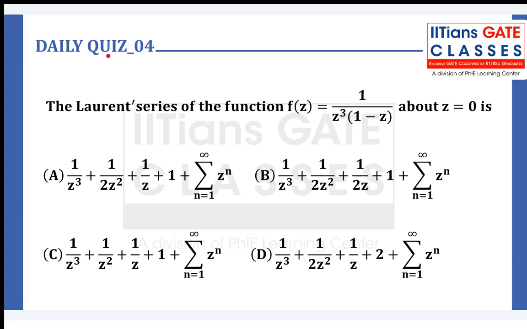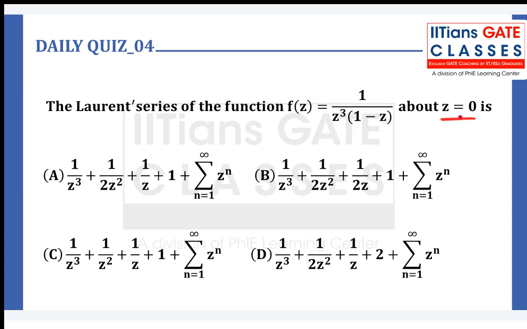Okay, now this is the fourth question where they're asking you to do a Laurent series expansion for this function f of z equal to 1 by z cube into 1 minus z about z equal to 0. Let's look at the options first. There is a usual way to do this, but this is a slightly different question, because the options are not given in a conventional sense.